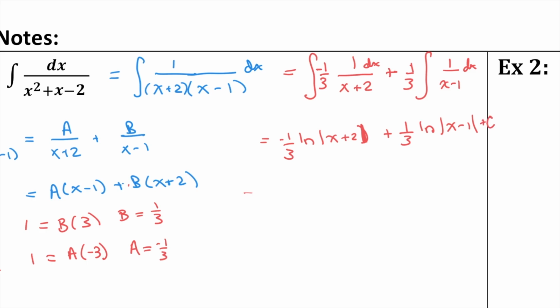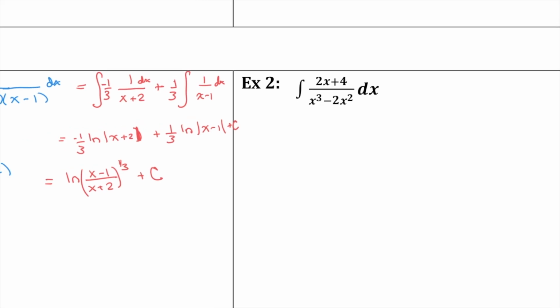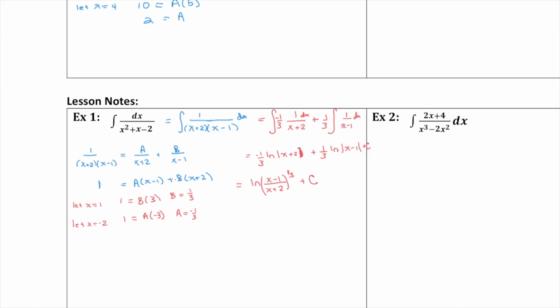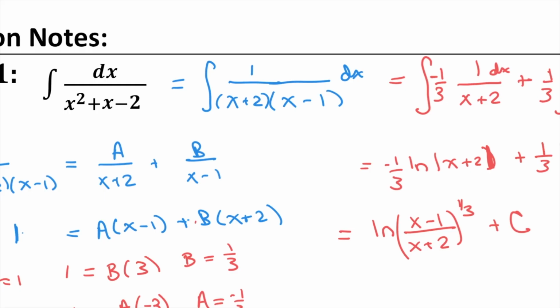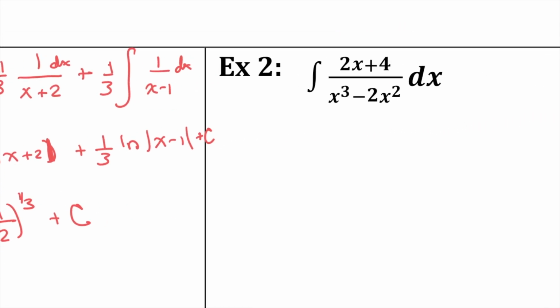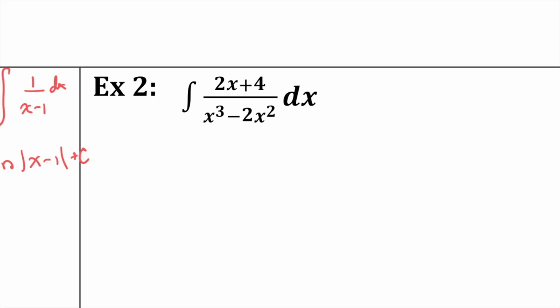And if you want to rewrite the problem so that you have one natural log, you would keep your x minus 1 in the numerator and x plus 2 in the denominator, and this would be raised to the 1/3 power with, of course, plus c. Example 2 is going to be a little bit more interesting. Something you should notice, our factors were linear, and when you have a linear factor, you're going to place constants above the linear factors. We don't always have linear factors though, so let's take a look at example 2.